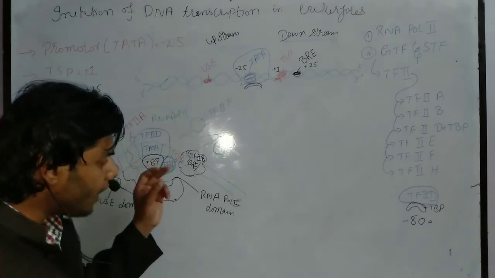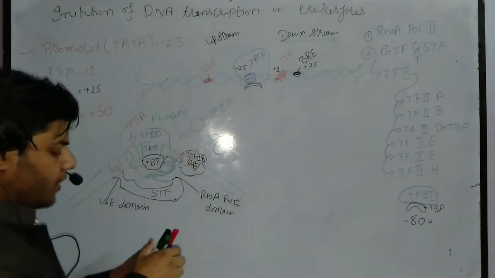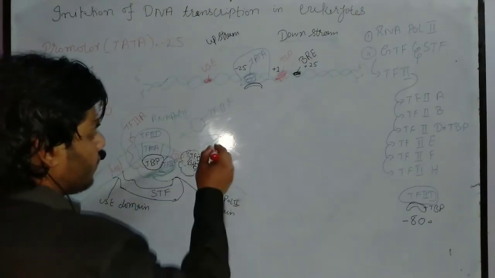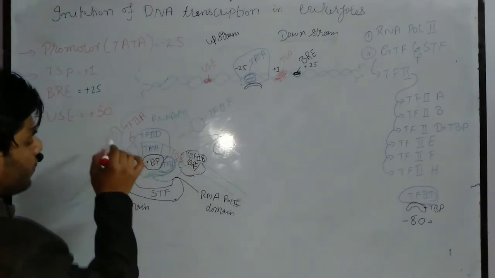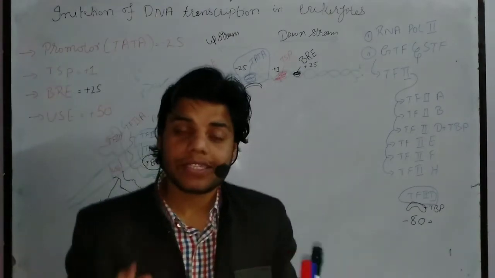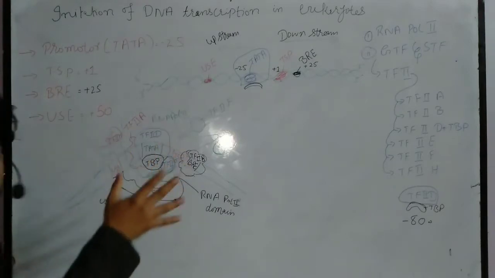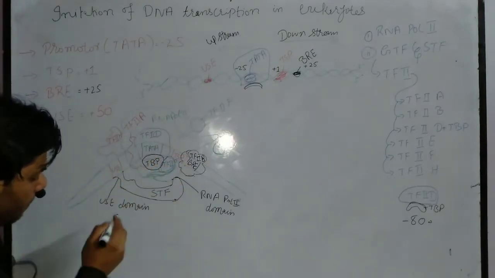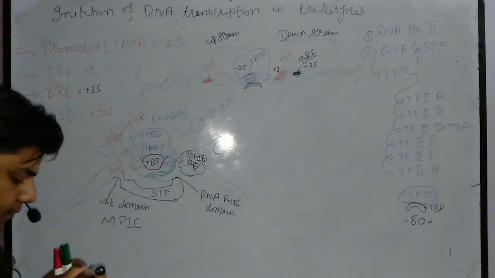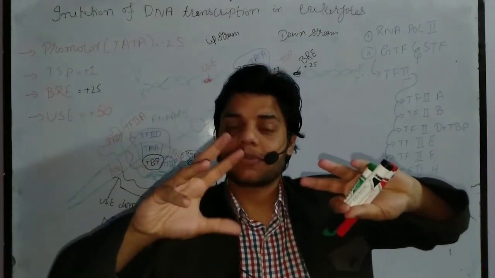Once transcriptional factor 2E is bound here, it will give the signal to transcriptional factor 2H. Then transcriptional factor 2H will bind to this RNA polymerase. Let's suppose this is transcriptional factor 2H binding here. When 2H is bound here, we get a big complex, and this complex is called the minimal pre-initiator complex. In this way, the initiation of DNA transcription will be started.